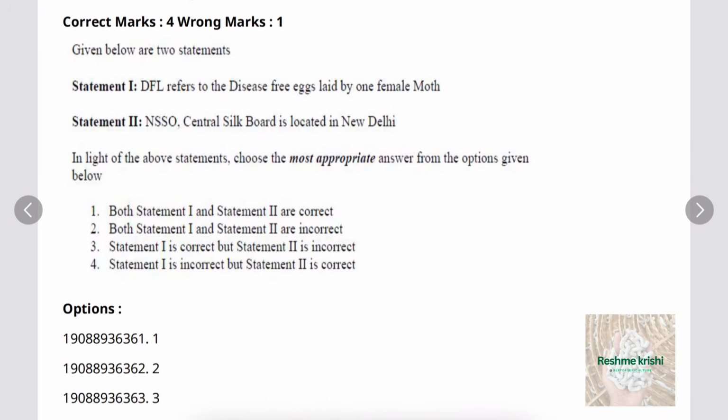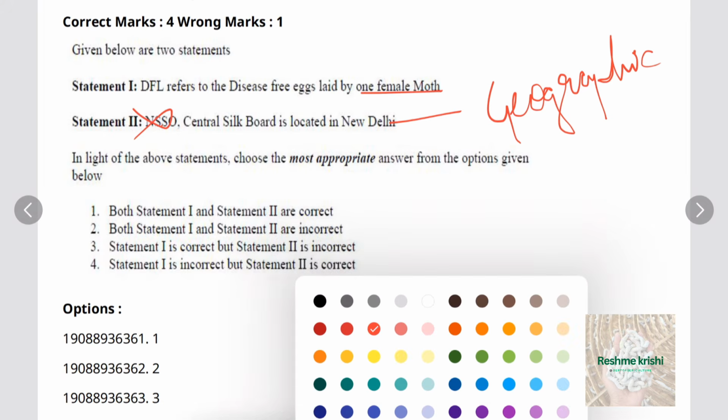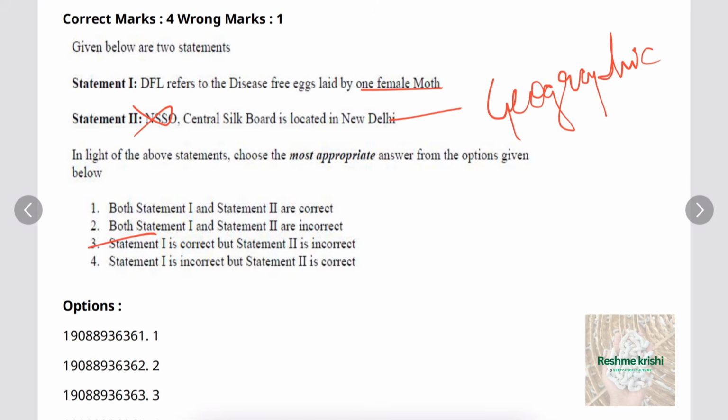Okay, see here. DFL refers to disease-free eggs or disease-free layings laid by one female moth. NSSO Central Silk Board is located in New Delhi. Again, a geographical question. I have previously also told that it is very important to know geographical locations. By that only we come to know NSSO is in Bangalore, so statement 2 is incorrect. DFL refers to disease-free eggs laid by one single female moth, that's true. So statement 1 is correct and statement 2 is incorrect.